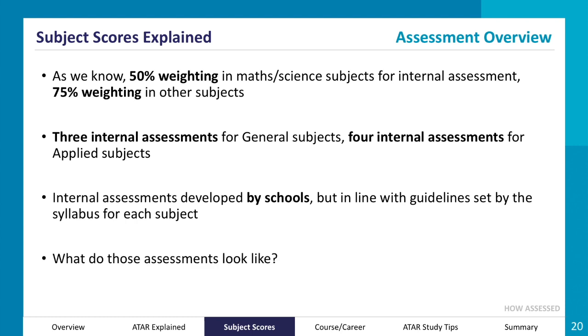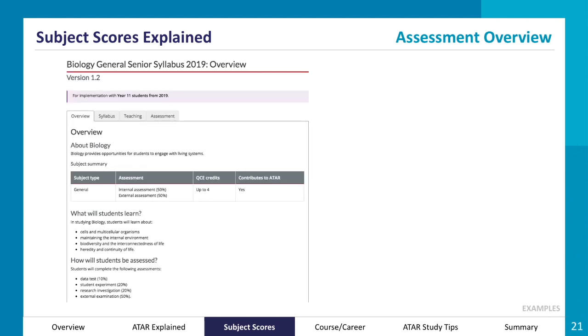What do those assessments actually look like though? Well, as I mentioned, each subject comes with guidelines for how they should actually be assessed so that it's consistent across the state. And on the QCAA website, which, by the way, if you haven't explored so far, I'd really, really recommend doing, for each subject, you can find a section called How Will Students Be Assessed? And this gives a general overview of the kinds of assessment that you can expect.